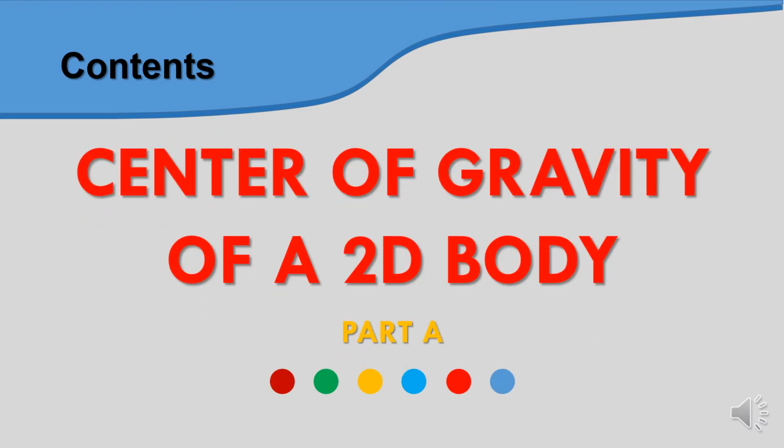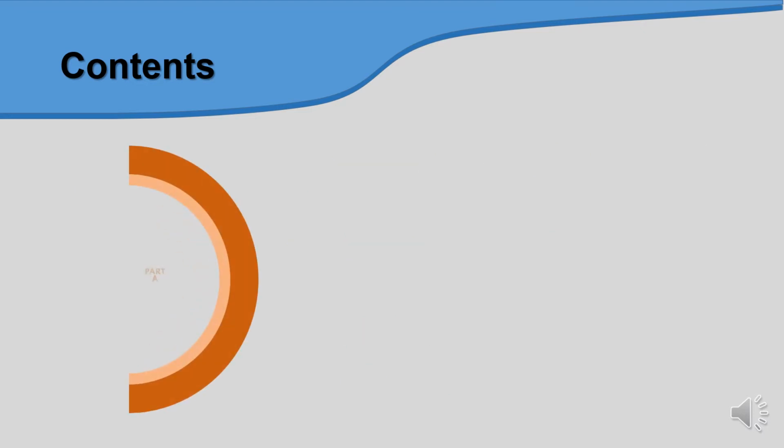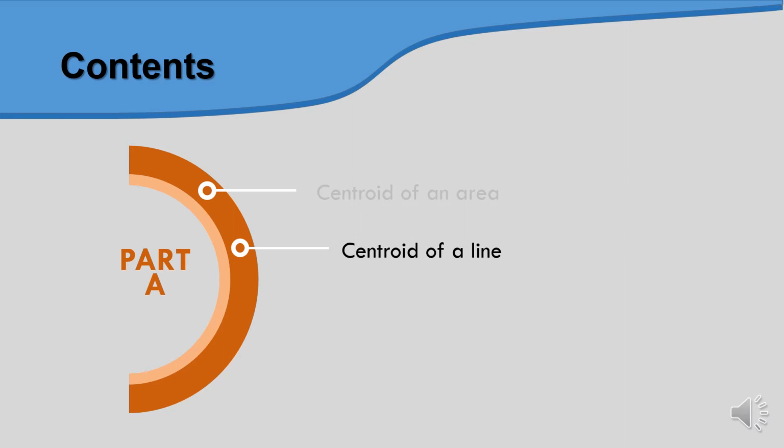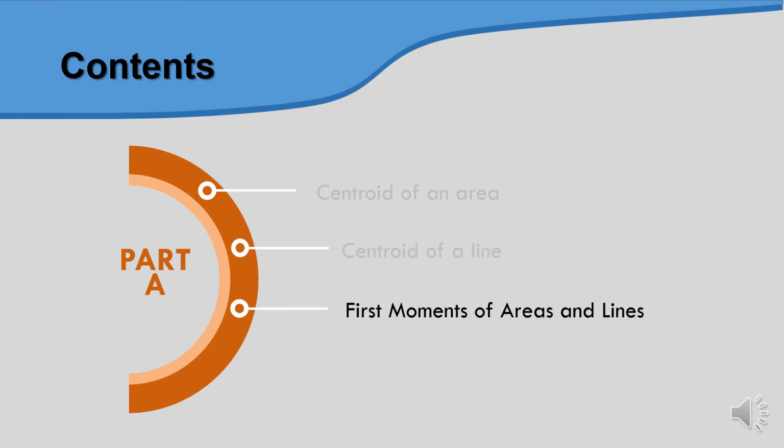Part A, center of gravity of a 2D body. In Part A, we will cover the centroid of an area, the centroid of a line, first moments of area and lines, and finally we have a sample problem.